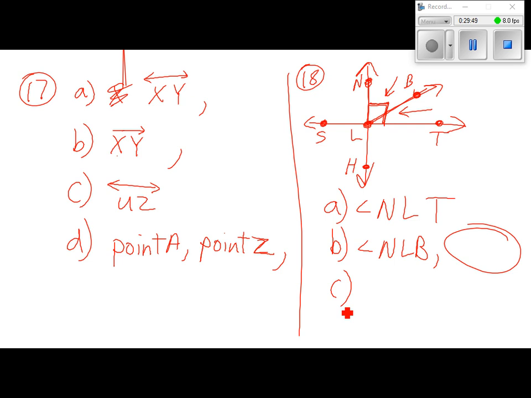Letter C says supplementary angles. Could be a linear pair, two angles that add up to 180. I'm going to use this one right here. We'll use these two angles. So this first angle is angle SLH. And then you can name the other angle.